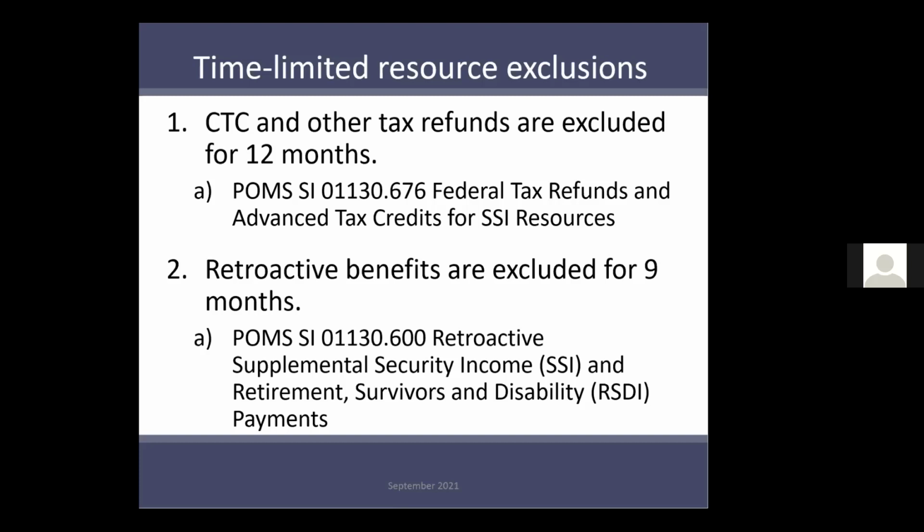Another common exclusion is retroactive benefits. So say your client applies for SSI, you have to go through some appeal process and they're found eligible back to their application date. They could be receiving several $1,000s in retroactive benefits. And it can be hard to spend all that right away to get back below the resource limit, depending on how much it is. So those retroactive benefits are excluded from resources for 9 months, and the POMS citation is here as well, in case that comes up in a case for you.